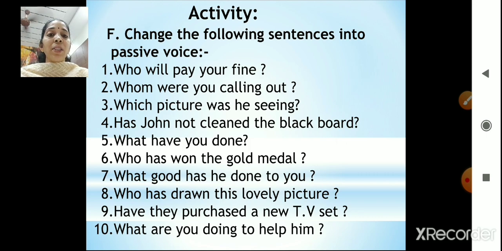Have they purchased a new TV set? Was a new TV set being purchased by them? What are you doing to help him? What is being done by you to help him?